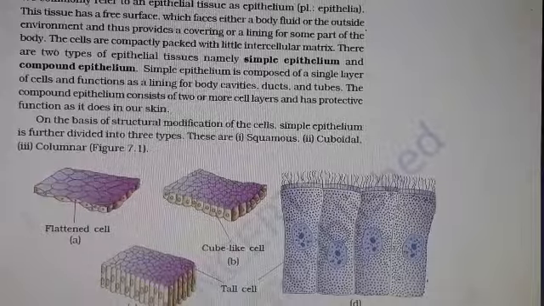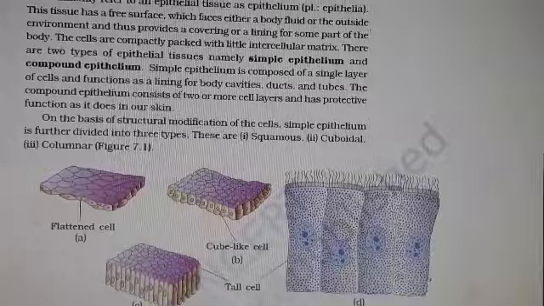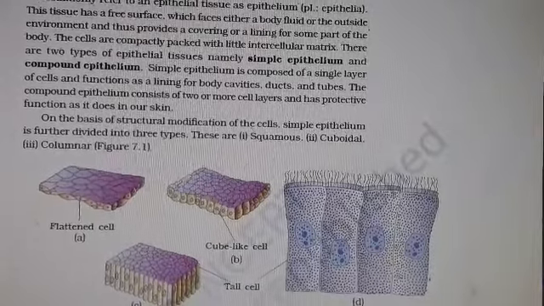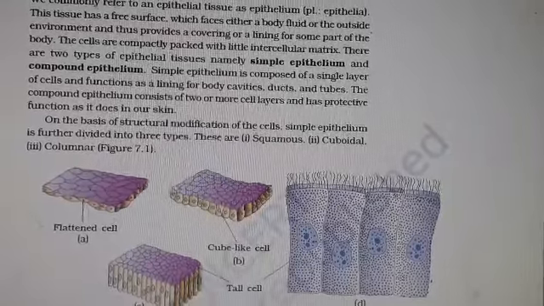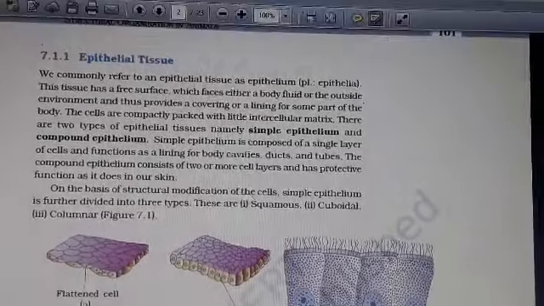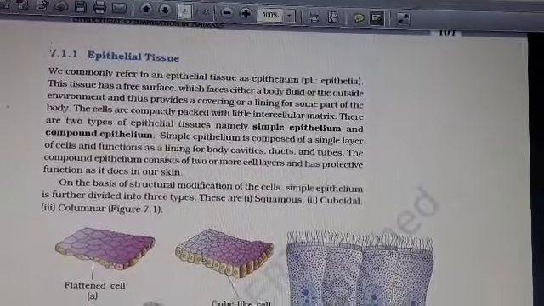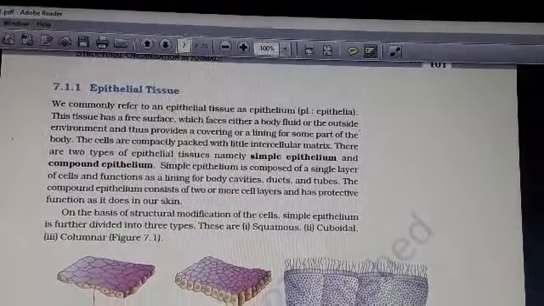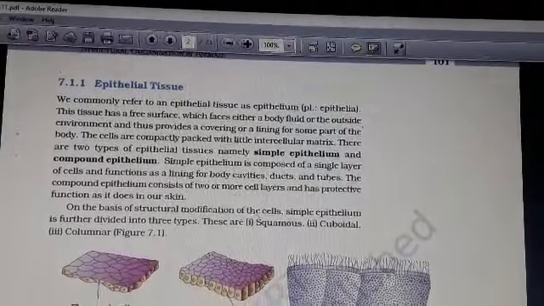There are 2 types of epithelial tissue, namely simple epithelium and compound epithelium. Simple epithelium is composed of a single layer of cells and functions as a lining of body cavities, ducts and tubes. The compound epithelium consists of 2 or more layers of cells and has a protective function, as it does in our skin. So what is the function of a simple epithelium? That's very important. The function of a simple epithelium is to provide a lining of cavities, ducts and tubes, and the compound epithelium functions as a protective layer like our skin does.